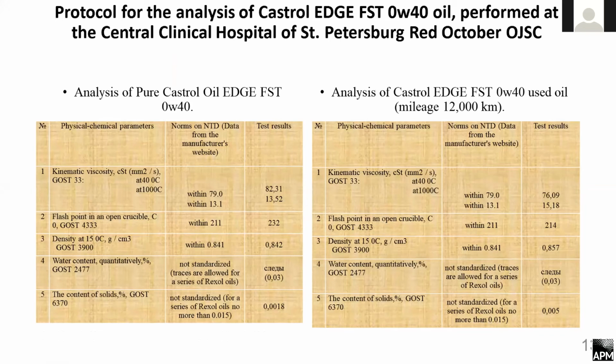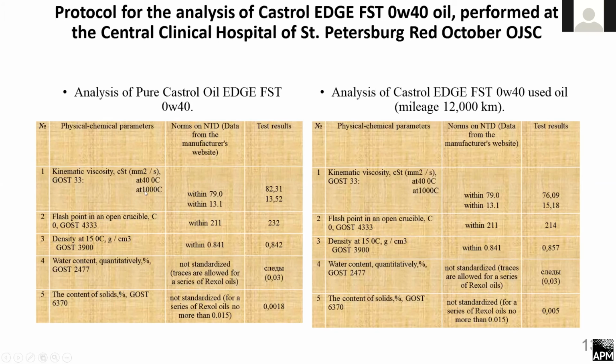The two tables on this slide show physical-chemical parameters of pure and used oil respectively. For instance, we can see that the kinematic viscosity of pure oil at 40 degrees Celsius, that's low temperature, is 82.31, but the kinematic viscosity of the same oil, used, at 40 degrees Celsius is 76.09.